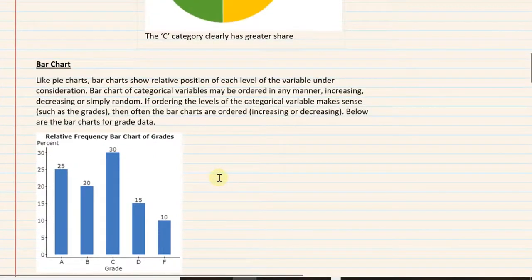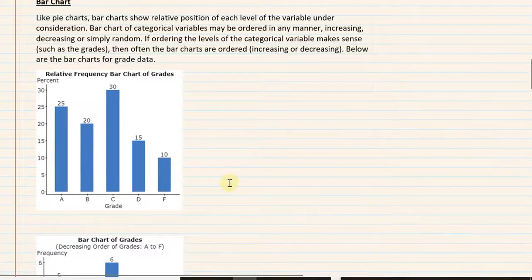With bar charts, it's just another way to present this data. Instead of a pie chart, now we have a bar chart, but they both again impart the same information to us. Now here I have several bar charts. This is a relative frequency bar chart. Actually it says relative frequencies, but they are, because see the percentage here, the word percent up here, that means these are relative frequencies. So 25%, 20, 30, 15, 10 there.